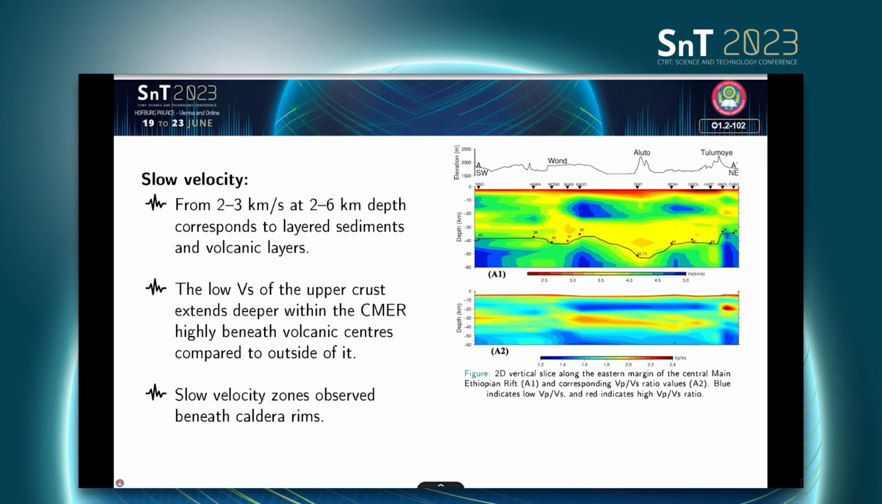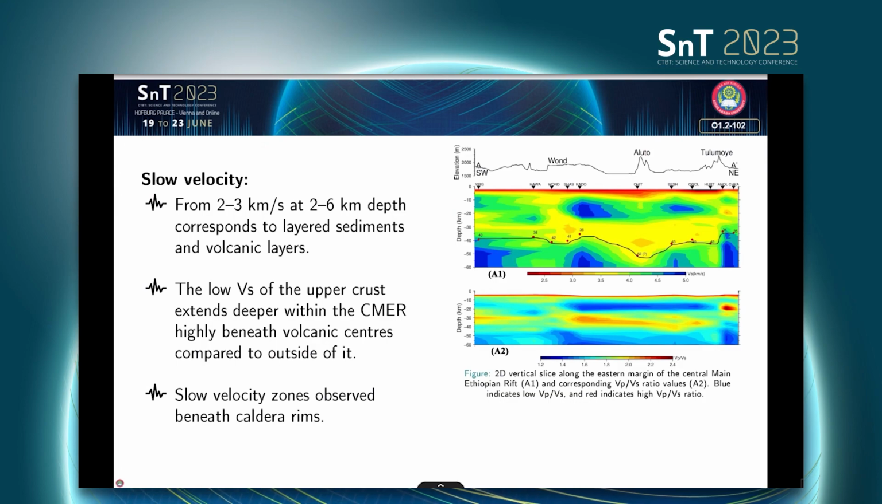Of these three, the upper one is the elevation, the middle is the inverted Vs, and the third one is the Vp/Vs ratio. We try to confirm the Vs result by the Vp/Vs ratio. When we compare the middle one with the lower one, the yellow color in the middle is the lowest velocity, which can be interpreted as partial melt that has been laid in the mid to lower crust, and this might be due to the rifting process.